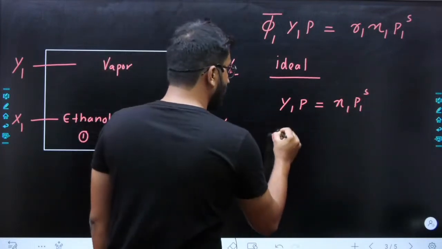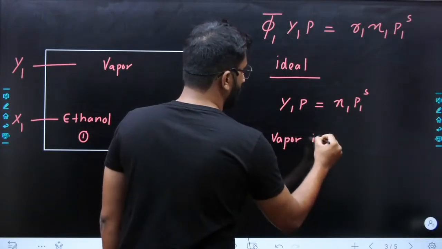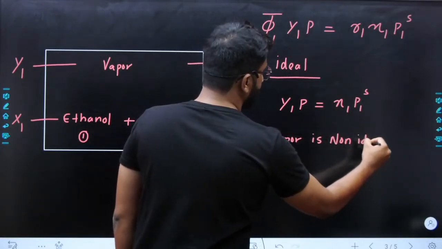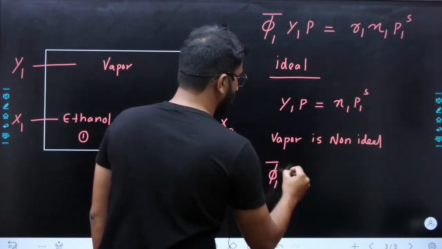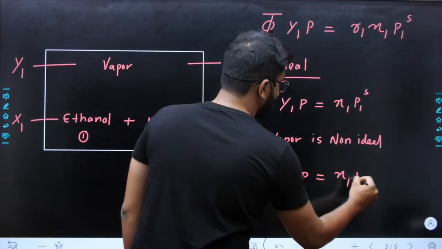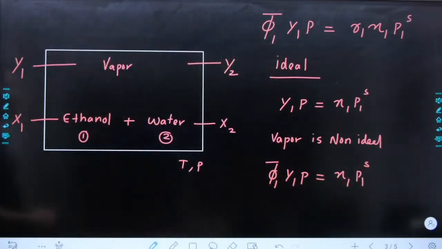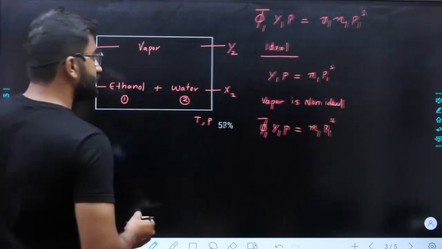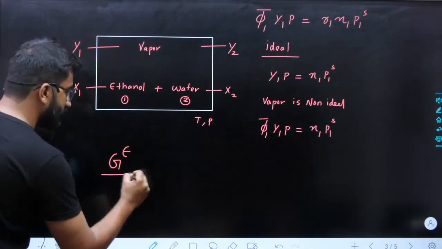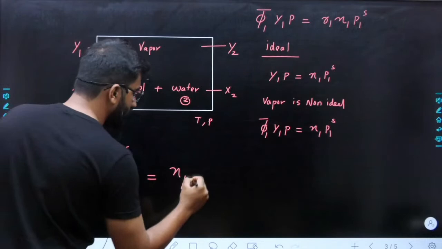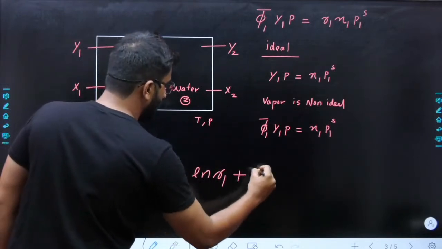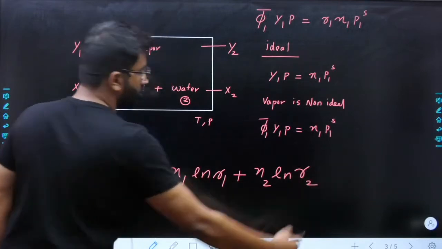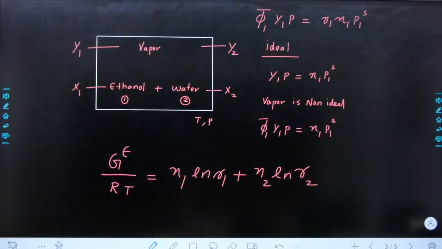If the vapor phase is non-ideal and the liquid phase is ideal, it's very simple: Phi 1 bar Y1 P is equal to X1 P1S. Now for finding the value of gamma, they can give you different correlations. Most of the cases, they will be giving you this correlation: Gxs by RT is equal to x1 ln gamma 1 plus x2 ln gamma 2. Based on this, you can solve. Clear?